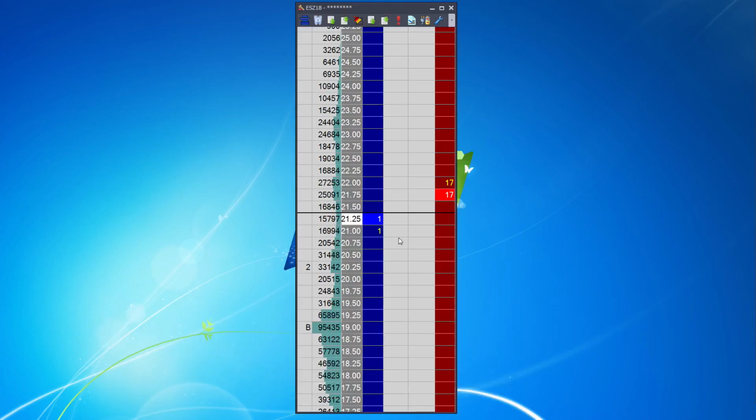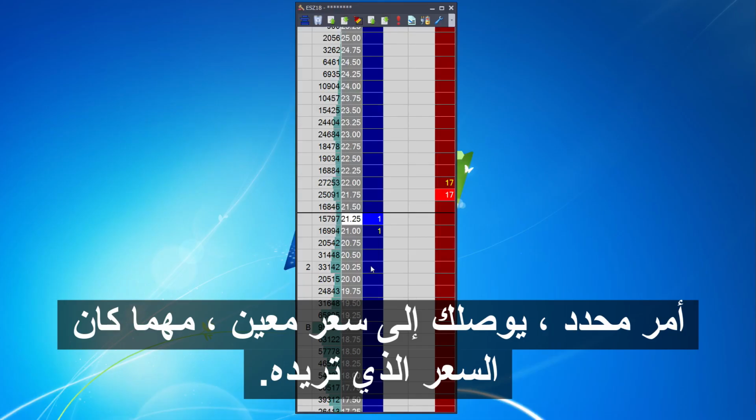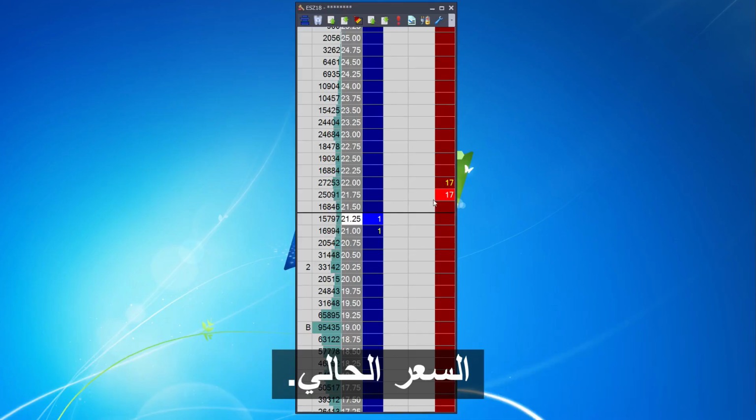Most of you should know what limit orders and market orders are. A limit order gets you in at a certain price. Whatever price you want, you put in your limit order. A market order gets you in at the current price. Remember that.